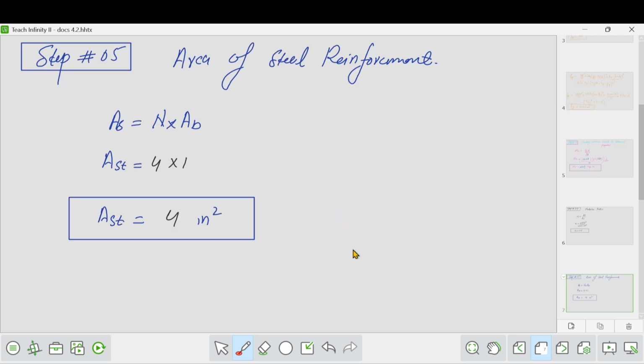Now we will calculate the total area of the steel reinforcement, A_st. From the table designation, the area of a number 9 bar is 1 square inch, and 4 bars are used, so the number of bars is 4. So the total area of the steel is 4 square inches.